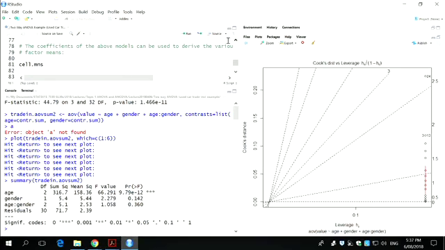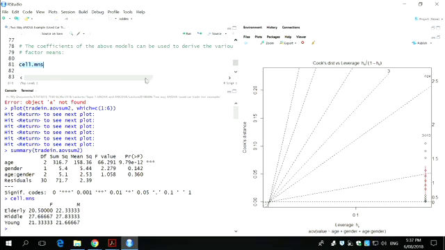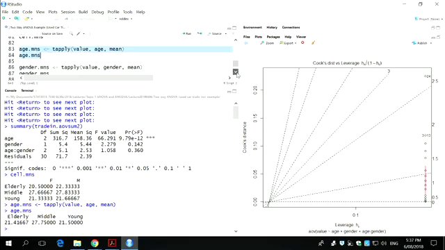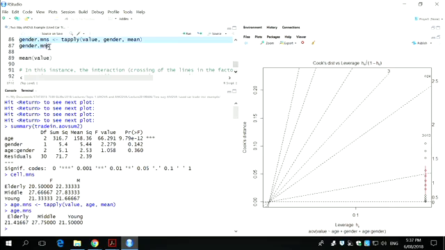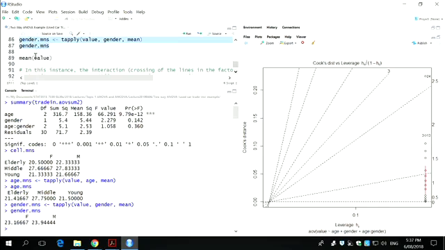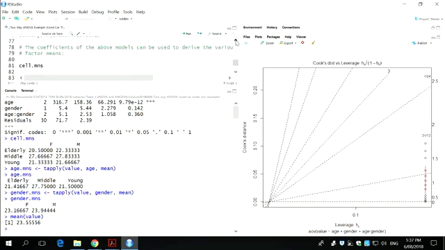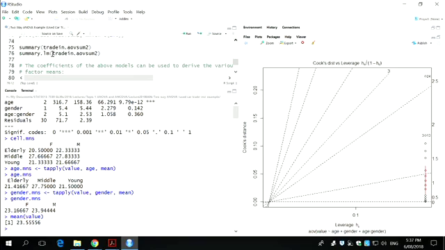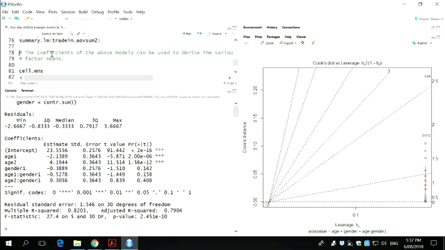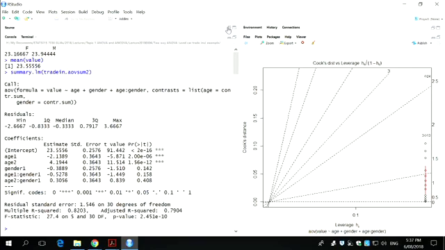Notice I'm going to expand things a bit here. I'm going to get you some cell means. I've now done some age means, some gender means, and an overall mean. And let's compare those with the coefficients from one of the models. Let's compare the coefficient with this one first of all.